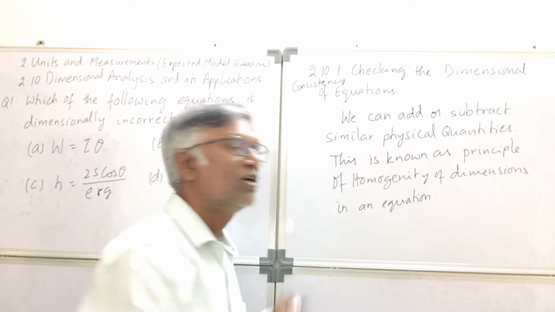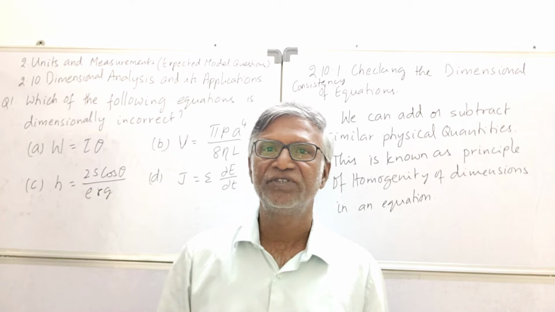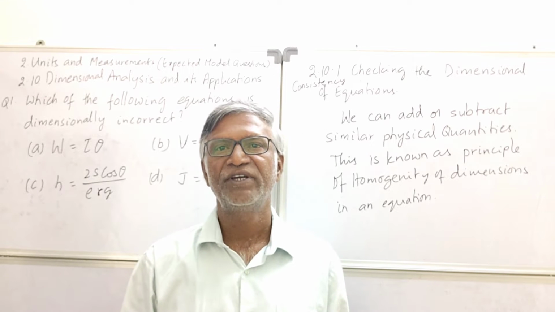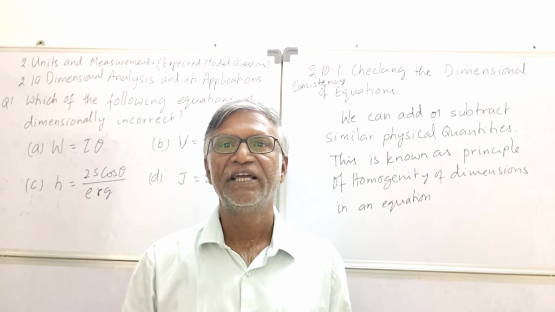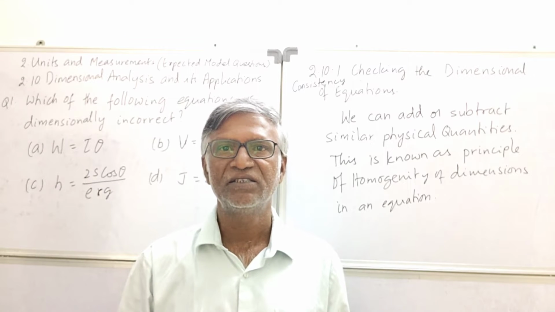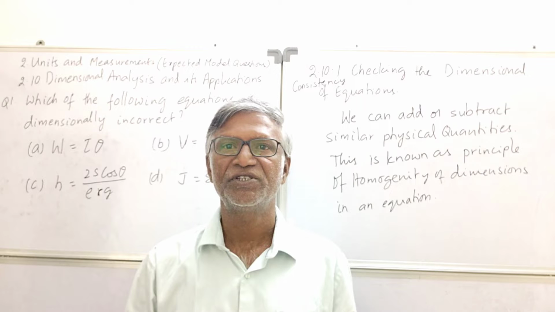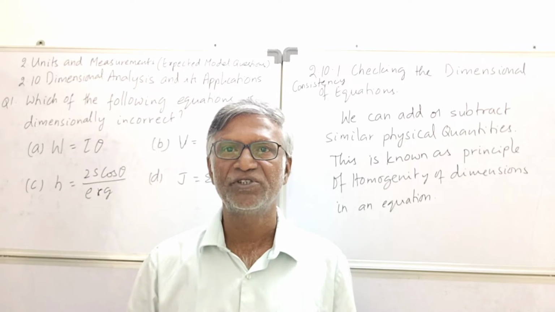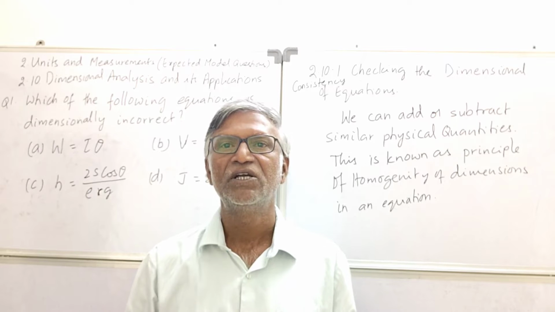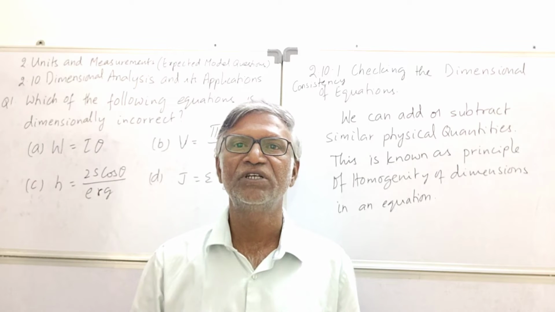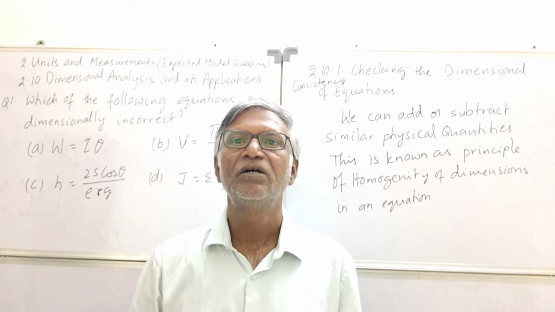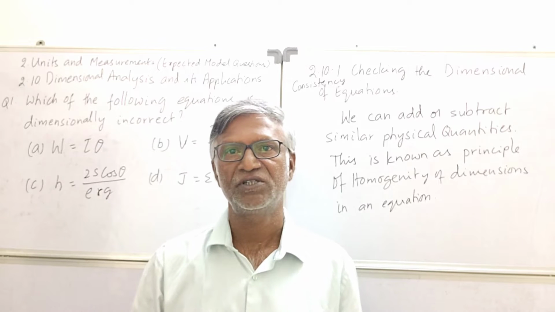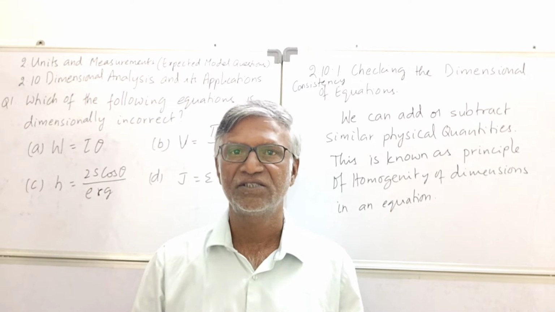Based on this we can check the correctness of the equation. When an equation is there, left side dimensions and right side dimensions should be the same. That is known as the consistency of the equation. Otherwise it is not dimensionally consistent. So dimensions of the left side of the equation should be equal to the dimensions of the quantities in the right side of the equation.